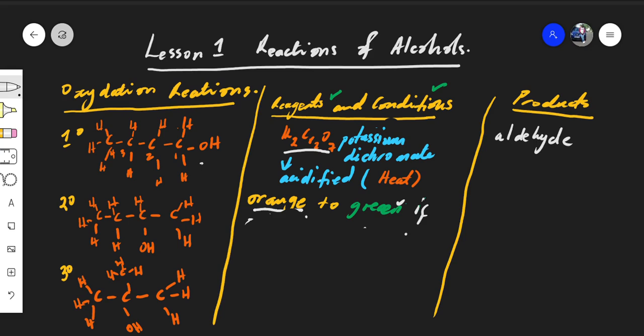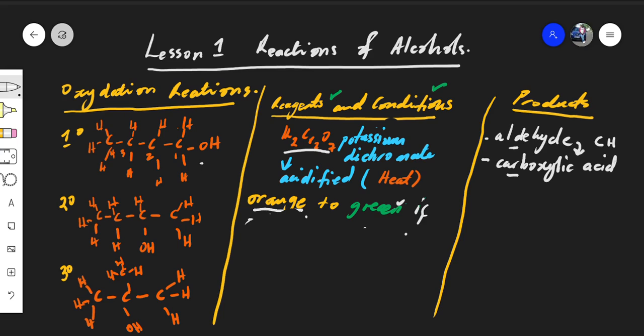And it can be oxidized further to a carboxylic acid. So the aldehyde can be oxidized further to carboxylic acid. So you start by oxidizing to aldehyde and then to carboxylic acid. I'm going to show you the carboxylic acid.